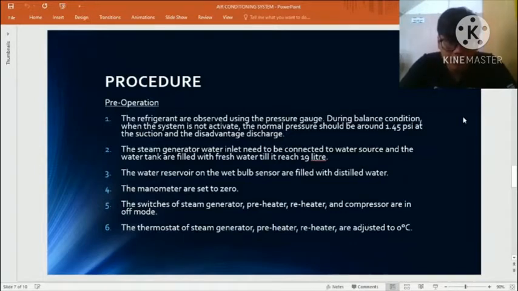Second, the steam generator water inlet needs to be connected to the water source and the water tank is filled with fresh water until it reaches 19 liters. Third, the water reservoir on the wet bulb sensor is filled with distilled water. Fourth, the manometer is set to 0. Fifth, the switches of the steam generator, preheater, reheater, and the compressor are in off mode. And sixth, the thermostats of the steam generator, preheater, and reheater are adjusted to 0 degrees Celsius.